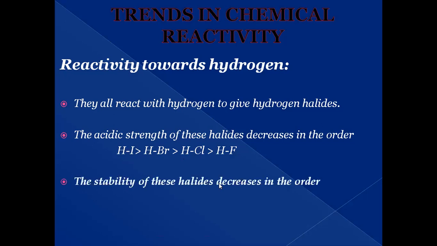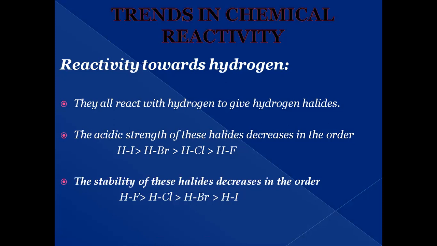The stability of these halides decreases in the order: HF will be the most stable. Obviously, that's what I've told you. It's because of the shorter bond between hydrogen and fluorine, then a little bit longer in HCl, then longer in HBr, then the longest in HI. So it breaks very easily. When it breaks easily, it can supply H plus very easily, so it becomes the most acidic. So remember that hydrogen iodide is the most acidic because it is the least stable. It breaks very easily. The bond is very long. So that is how we can understand the reactivity towards hydrogen.